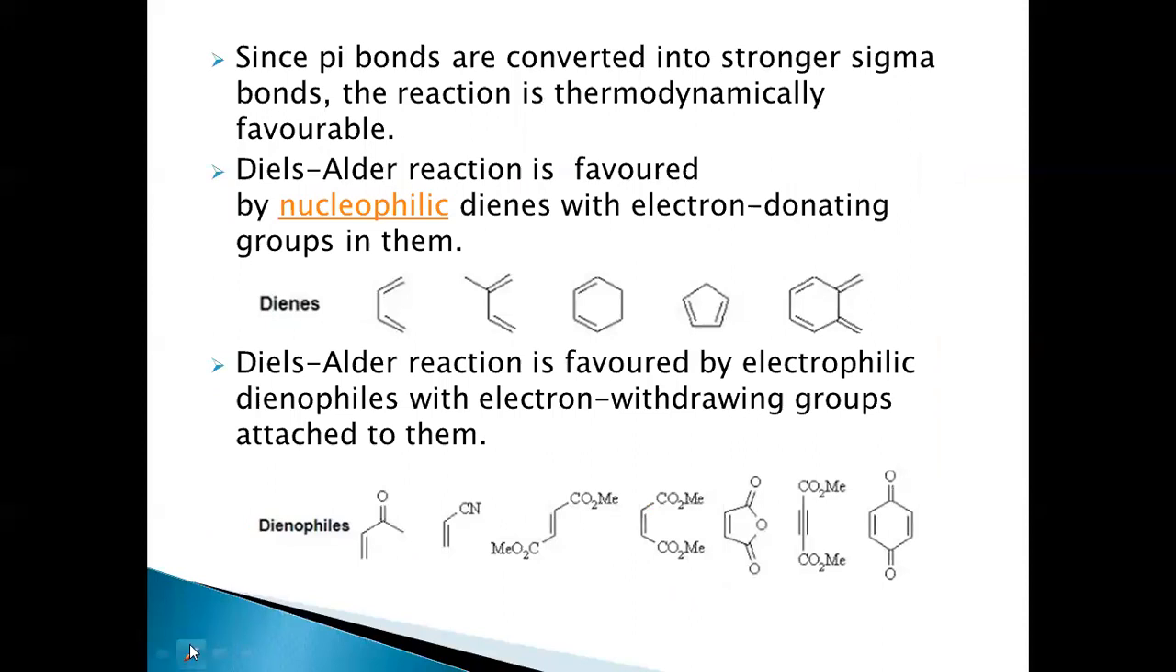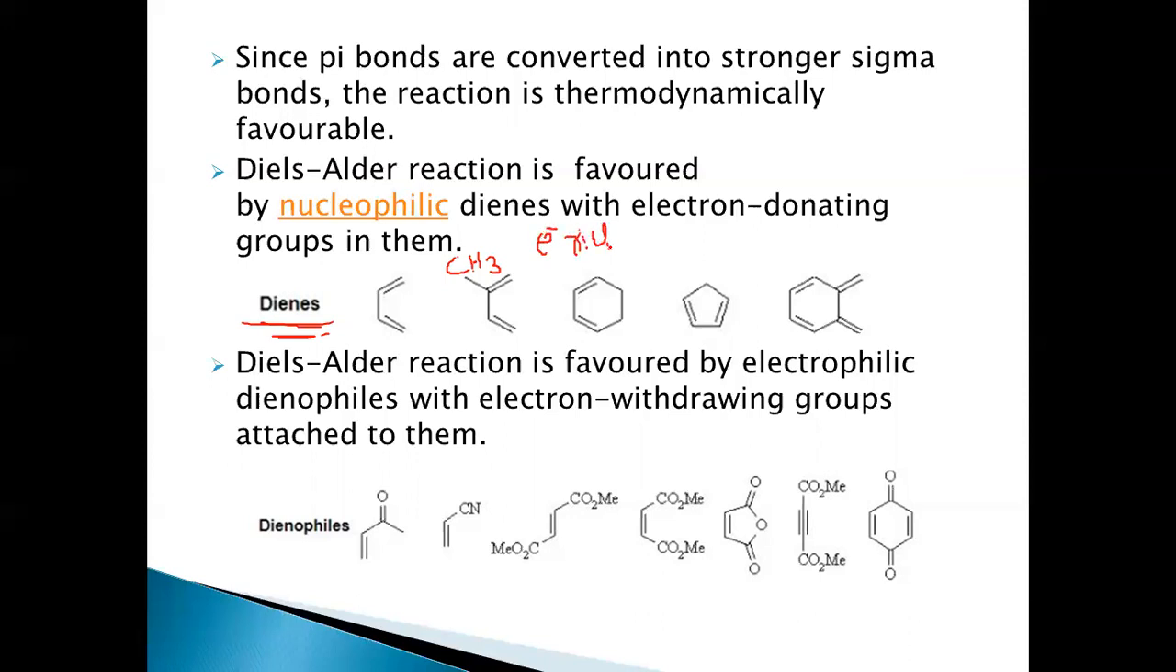And here, when we see this Diels Alder reaction, the normal dienes which are participating in this reaction are the dienes which have electron donating groups. This is nothing but CH3 here. So the Diels Alder reaction is favored by the dienes having electron donating groups. That means it's getting electron rich. We are making this diene electron rich. Electron donating means electron rich.